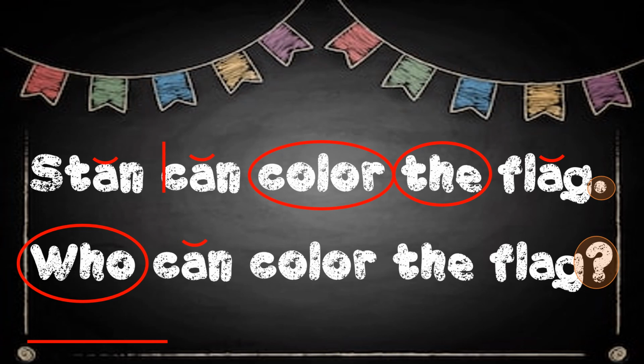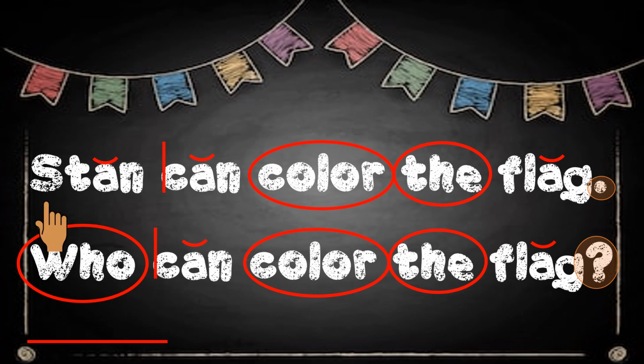Wait, we got to do something else. We need to make sure we put our K back to remind ourselves the letter C is making the K sound. The next word, color, is a sight word. We know that word. The word the is also a sight word, so let's circle it. And the last word, we see a vowel followed by a consonant, so we're going to code it with a breve.